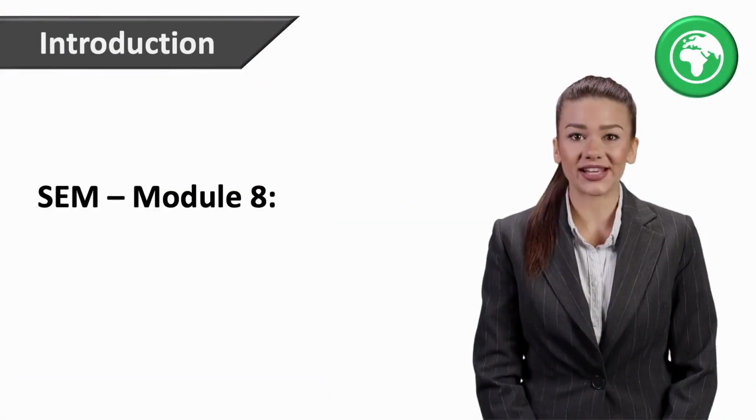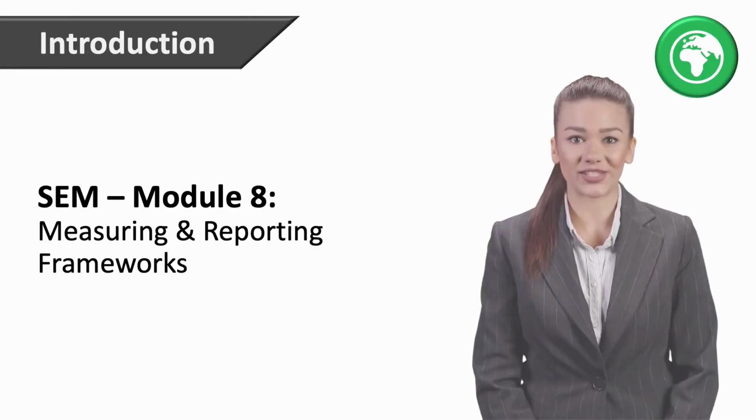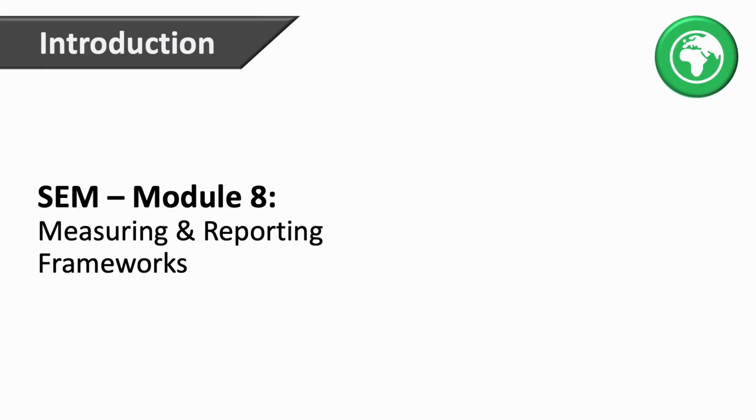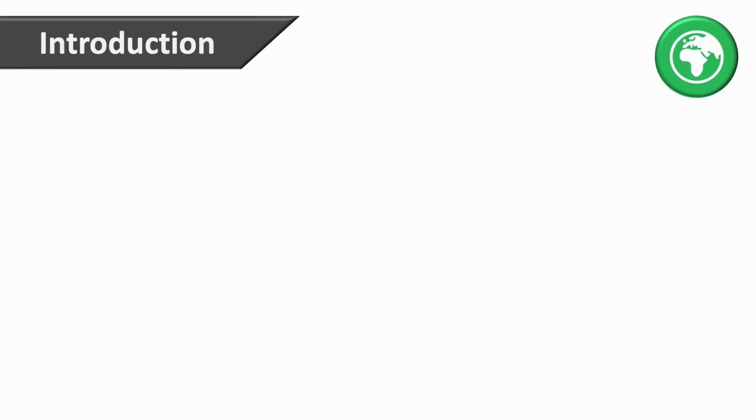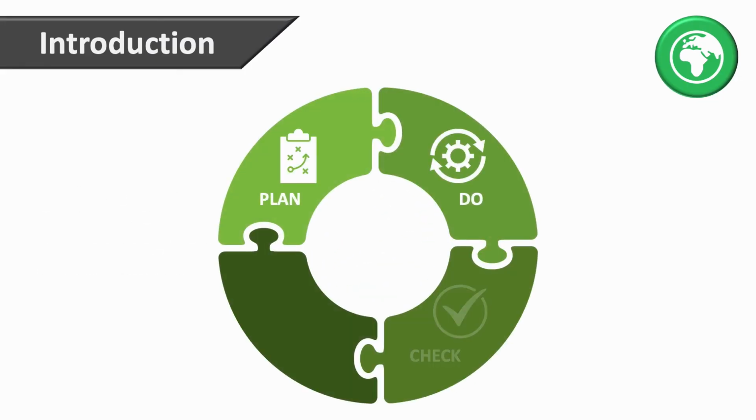Sustainability and Environmental Management, Module 8, Measuring and Reporting Frameworks. Earlier in this course, we introduced the plan, do, check, act cycle, a popular model for creating an environmental management system, EMS. We then worked through the plan stage, which lays the groundwork for our environmental management strategy. And we looked at the do stage, which implements that plan. In this module, we will move on to the check stage.